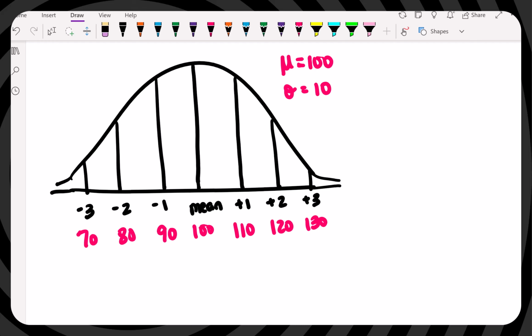Okay, empirical rule questions. What percent of data is within, or between, 90 and 110? What percent of data falls between 90 and 110? That is 68% of the data. How much data, or what percent of the data, falls between 70 and 130?